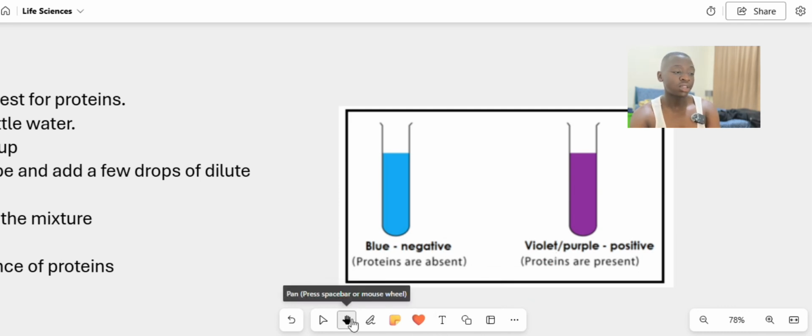So the only thing that you must take note of from this lesson is the indicators. As long as you know the indicators for proteins, carbohydrates, lipids, and glucose, you're good to go.